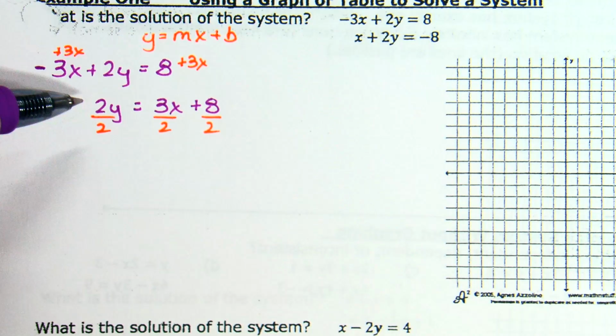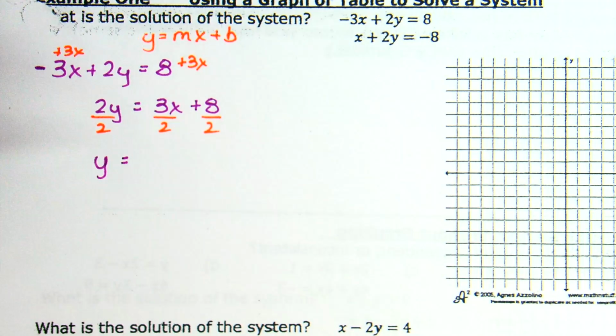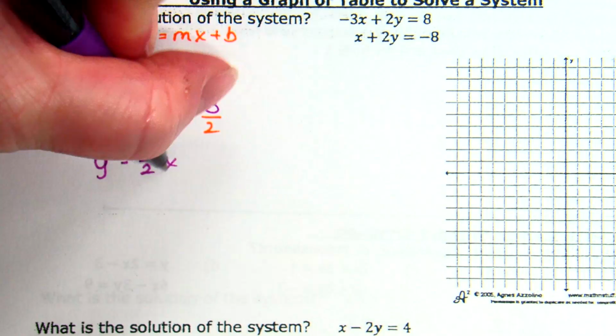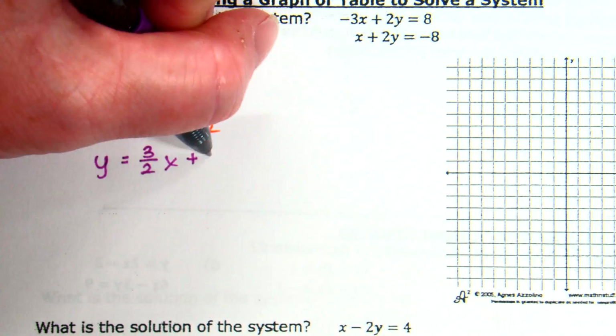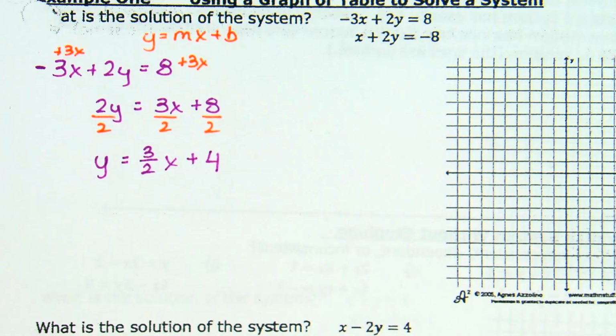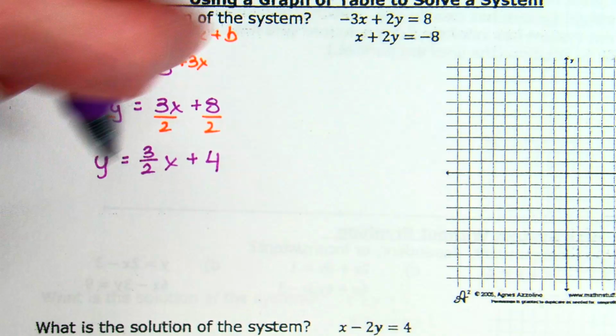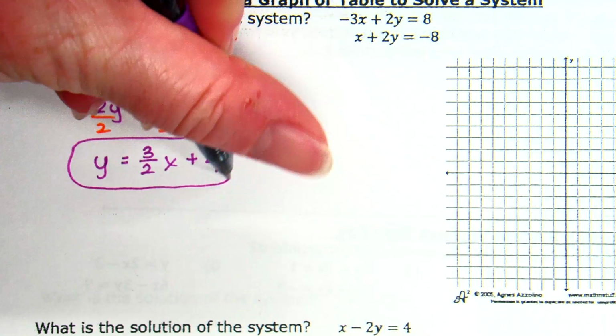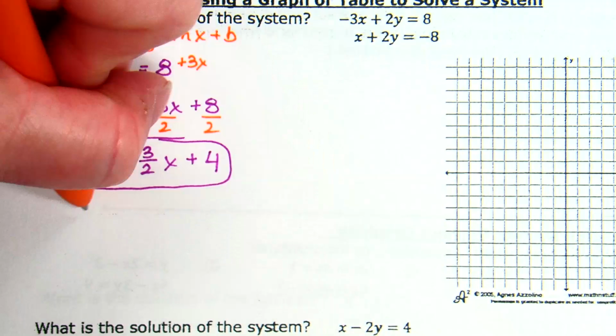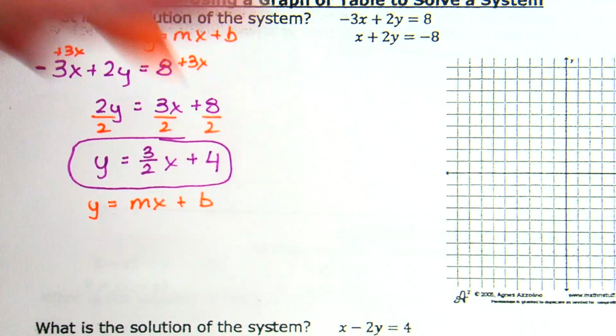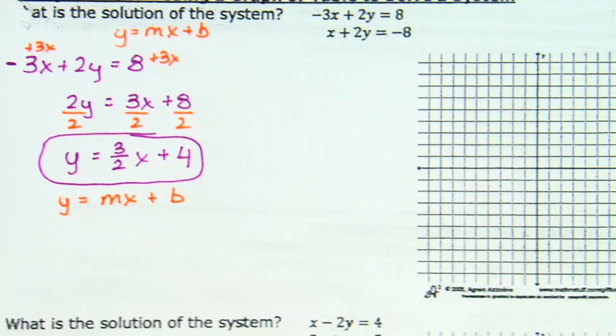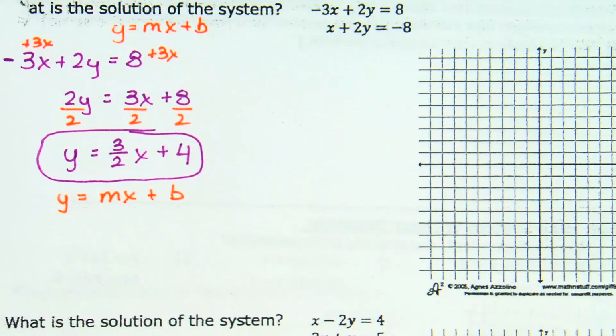Okay, 2's cancel, and we're left with y equals 3 halves x plus 8 divided by 2 is 4. Can I graph this? Yeah, I can graph this. So I'm just going to box it so we can remember to graph it. It's not an answer, but we can graph it. Okay. Think hard, guys. Let's go ahead and graph this, and then we'll work with the other one. Y equals 3/2 x plus 4.